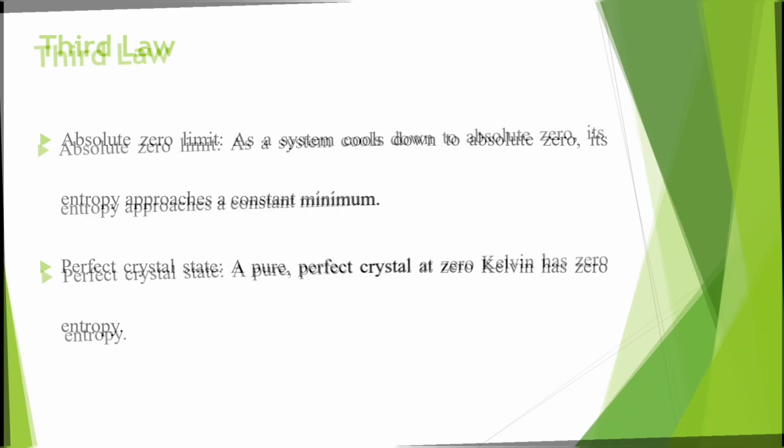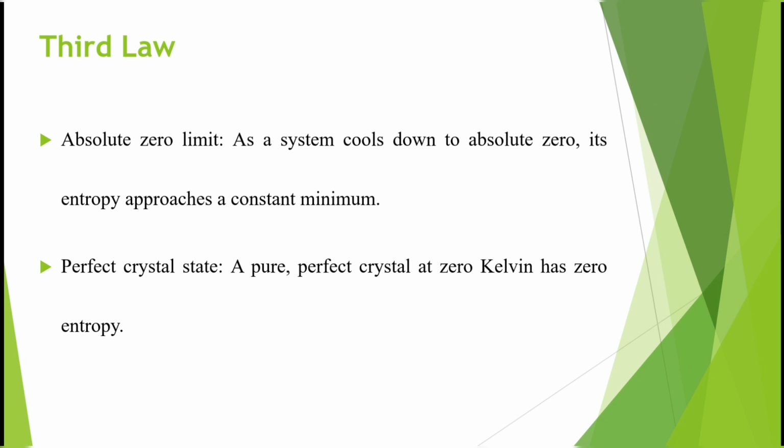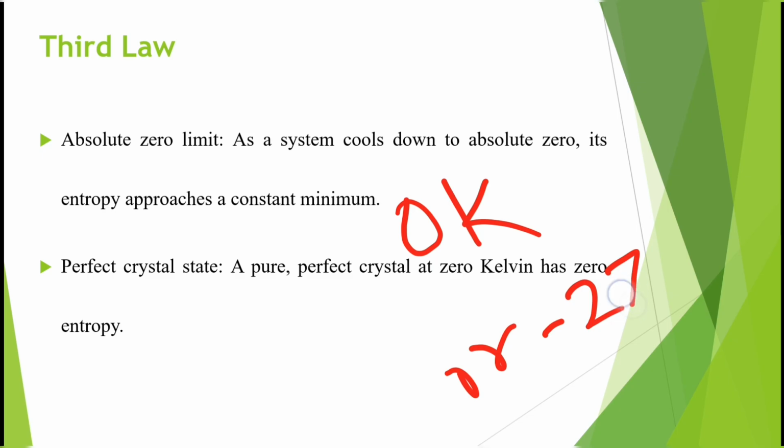Next, the third law, which states that the entropy of a perfect crystal approaches zero as its temperature approaches absolute zero. Once again, this law states that the entropy of a perfect crystal approaches zero as its temperature approaches absolute zero, which is 0 Kelvin or minus 273.15 degrees Celsius.